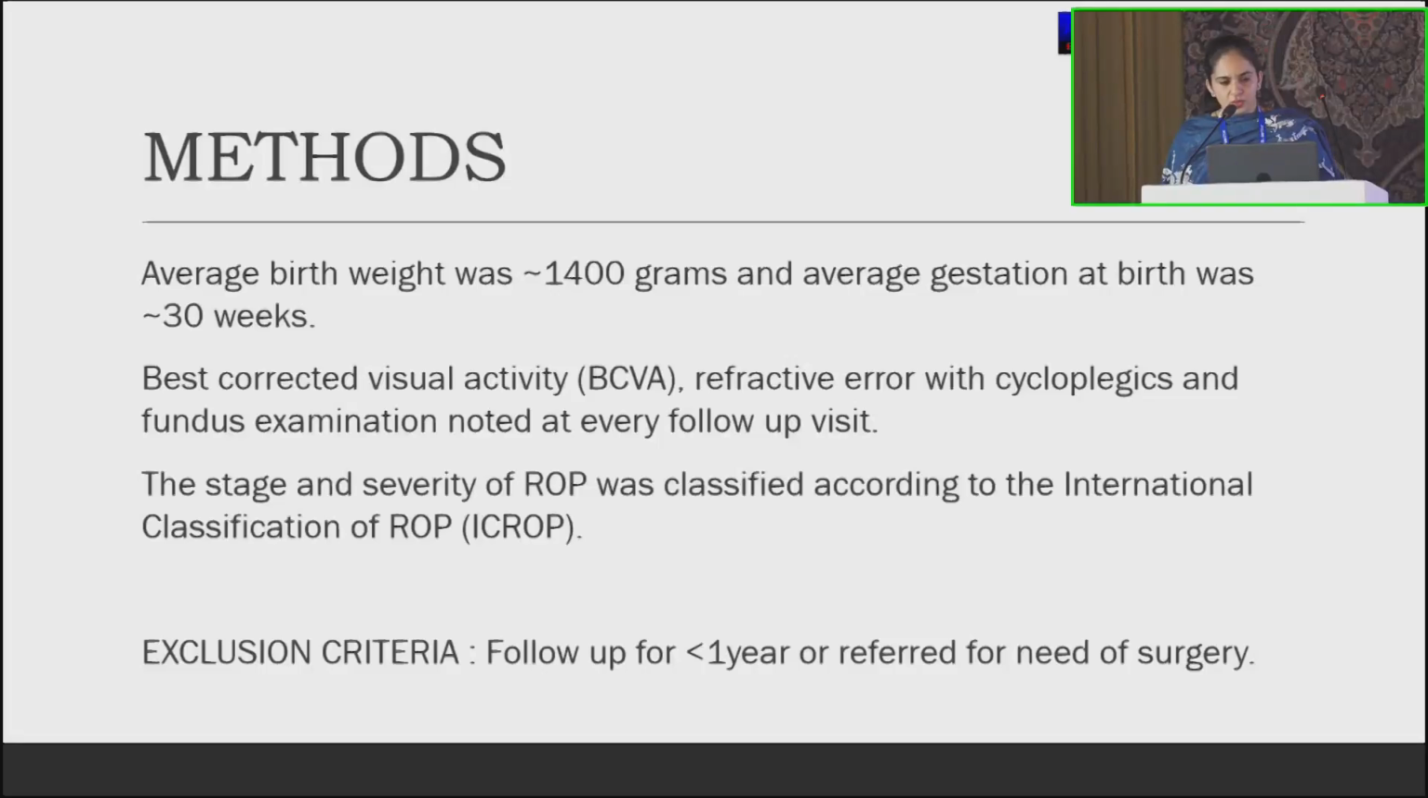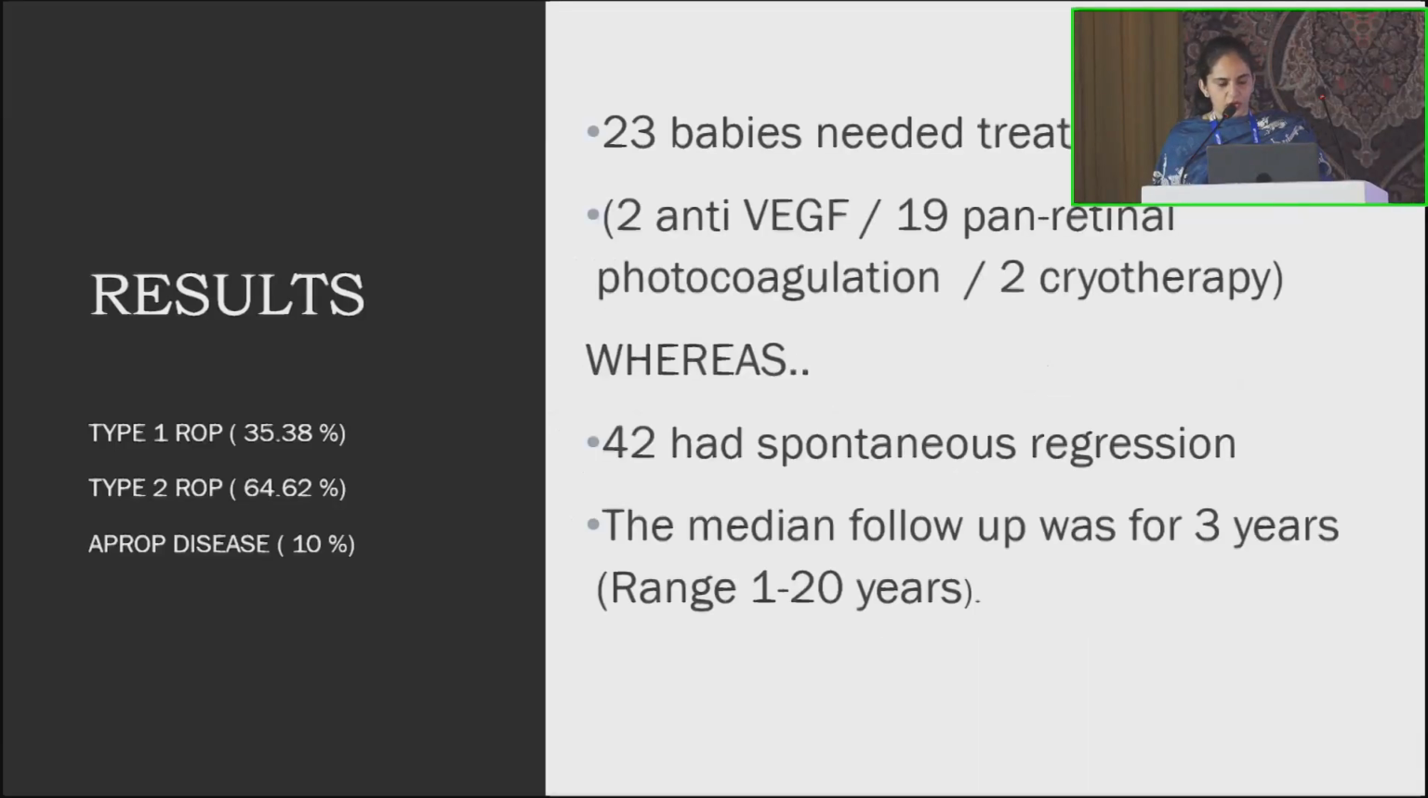So the best corrected visual acuity, refractive error with cycloplegic retinoscopy and fundus examination was noted at every follow-up visit, and the stage and severity of ROP was classified according to the ICROP, that is the International Classification of ROP guidelines. The exclusion criteria of the study being the follow-up for less than 1 year, or the patient had stage 4 or stage 5 where there was urgent need of surgery and the patient was referred accordingly.